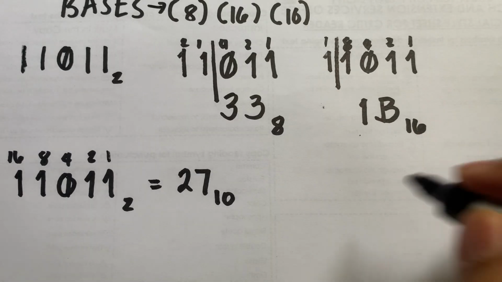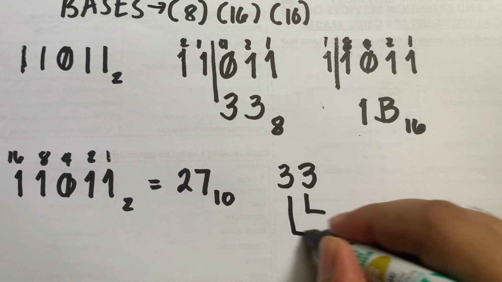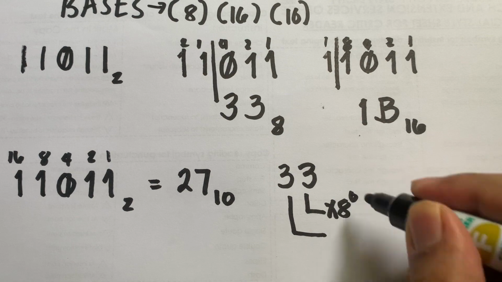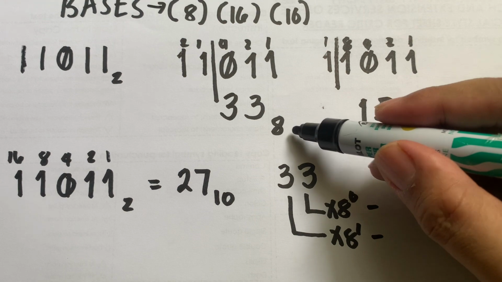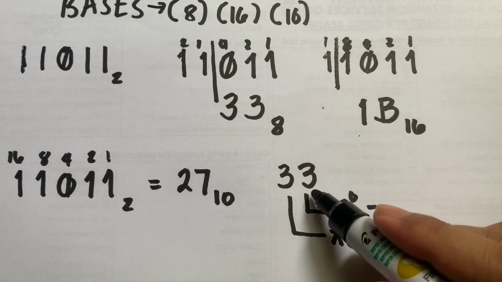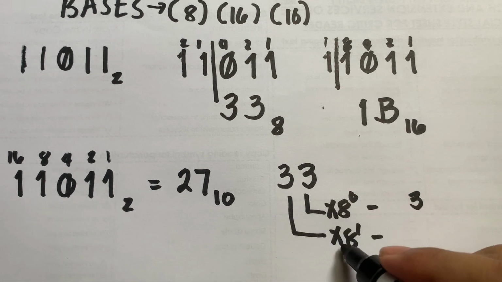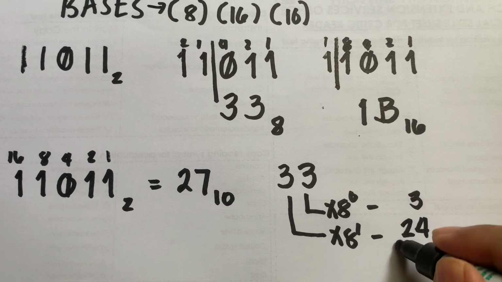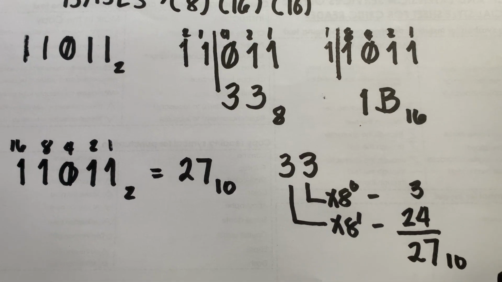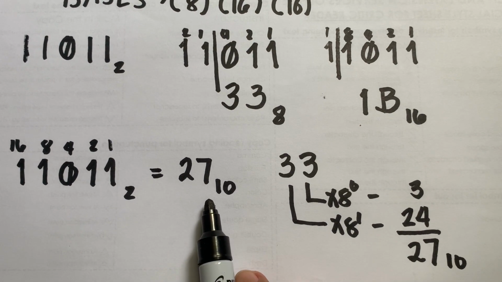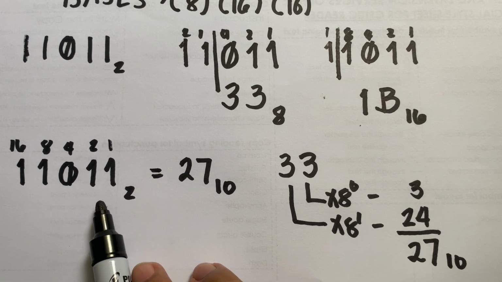We can also use the octal equivalent by simply multiplying it with exponents of 8 raised to 0 and then 8 raised to 1. Why 8? Because we are using the octal equivalent. Any number raised to 0 is 1, times 3, we have 3. Any number raised to 1 is that number, so we have 8 times 3. We have 24. So adding 24 plus 3, we get 27. If you notice, this is the same as the one we got from using the binary equivalent.